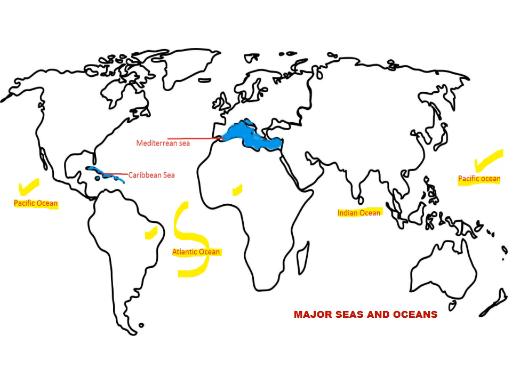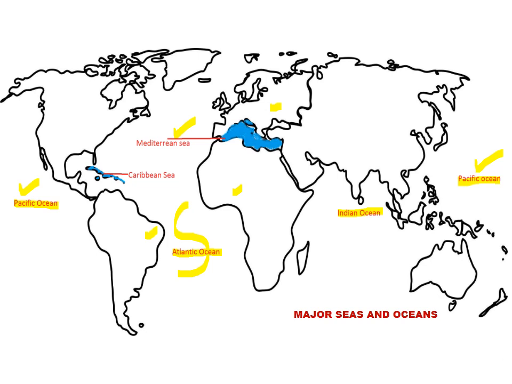Now we have two seas which are new for you. This is the Mediterranean Sea. Now this Mediterranean Sea is actually situated between the Europe continent, and this is the Africa continent. So between the Europe and Africa continents, this blue portion is actually the Mediterranean Sea.